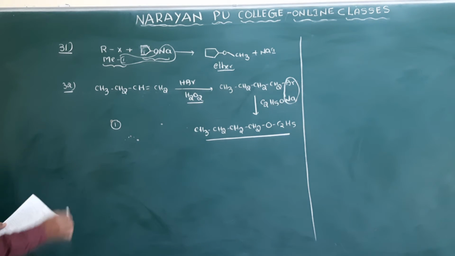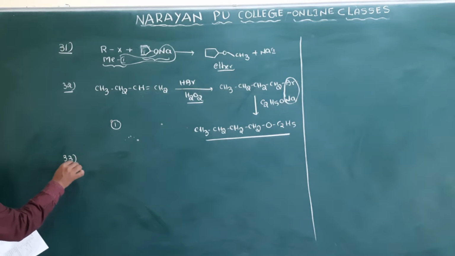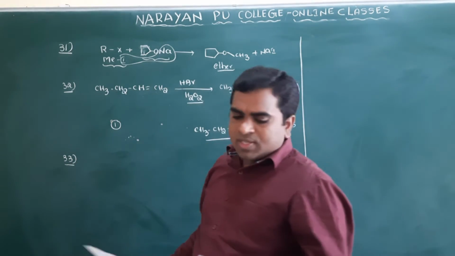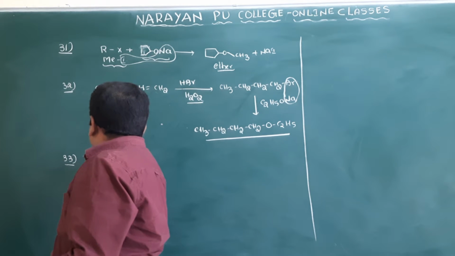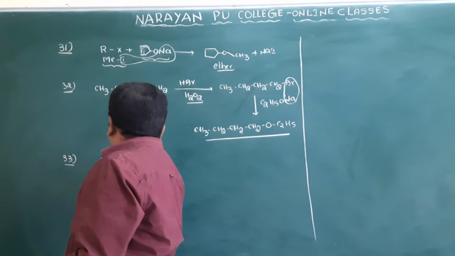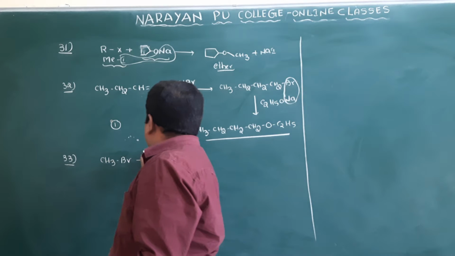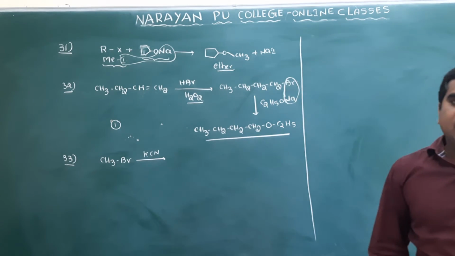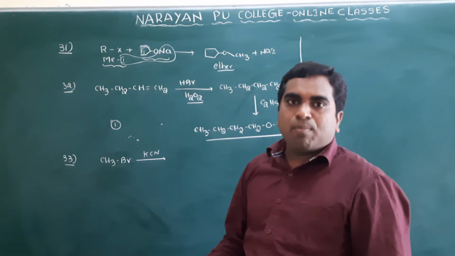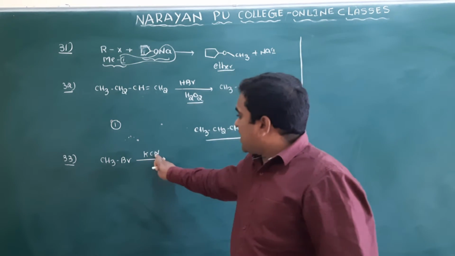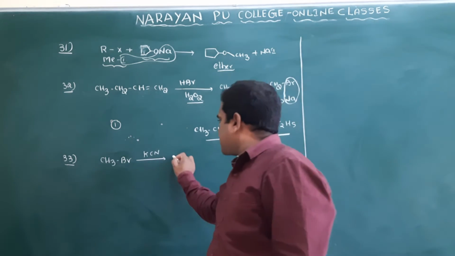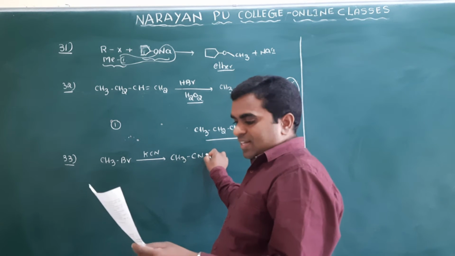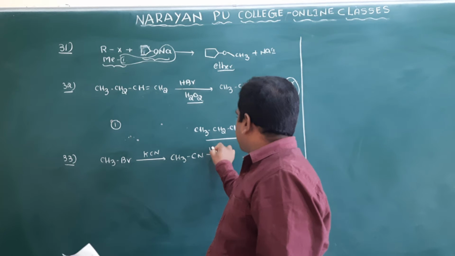Clear? Next one. Question number 33. Same here. First of all, see the reaction. CH3Br, and treated with KCN. You know, when alkyl halide is treated with potassium cyanide, you will get cyanide compounds. If AgCN is there, you will get isocyanide. So that's why you will get the compound here. Clear? That cyanide is hydrolyzed.